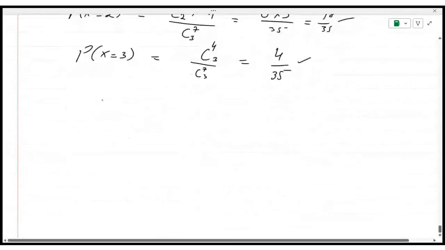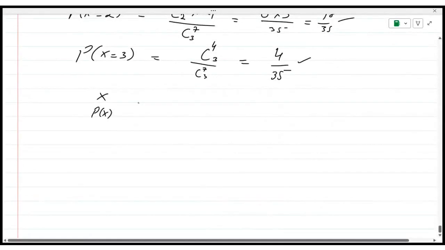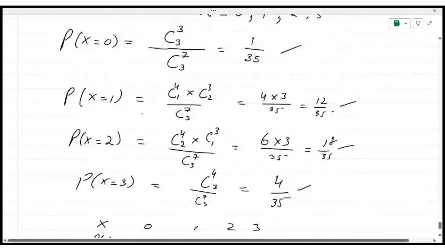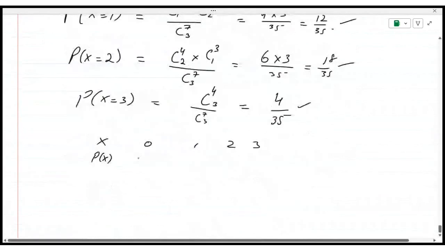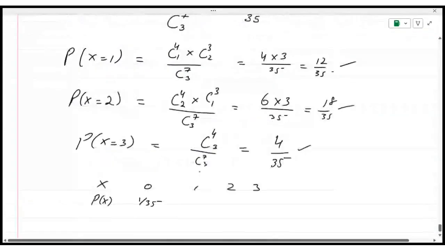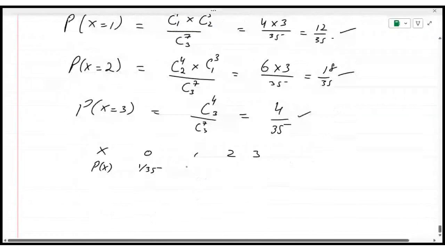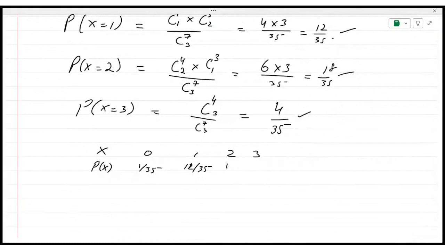Okay. So you can write here x and p(x). X values were 0, 1, 2, and 3. Probability of 0 good components was 1 by 35. Probability of 1 good component 12 by 35. Probability of 2 good components 18 by 35. Probability of 3 good components 4 by 35. Okay. So this is the probability distribution we have found.